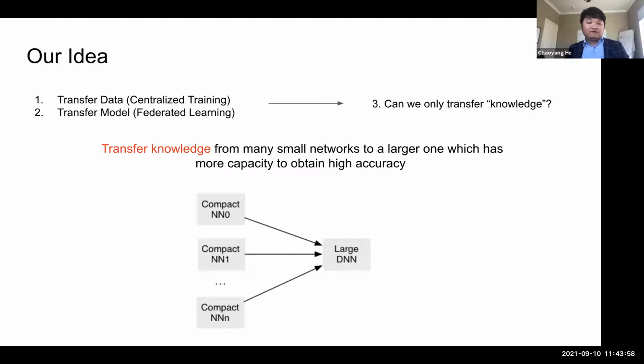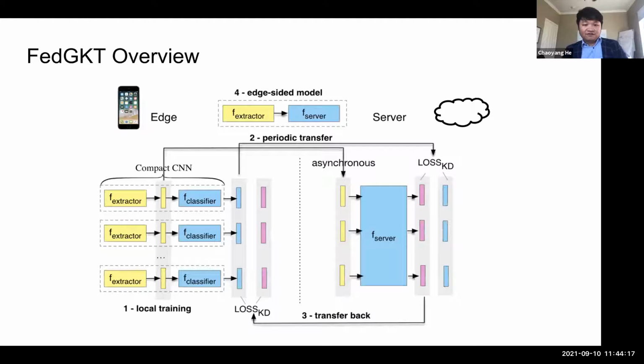So in the future, hopefully, we can have such a learning paradigm that, for example, with smartphones and IoT devices, we have thousands and millions of users. We want to transfer their knowledge into very compact neural networks and then achieve a very big model with very good performance. So this is the high-level goal. In order to achieve this, here I designed a framework called FedGKT. It means group knowledge transfer.